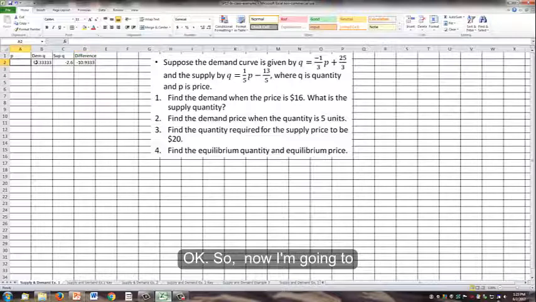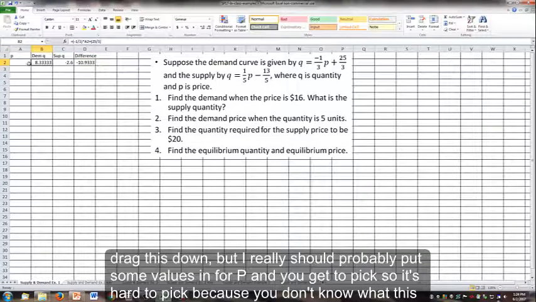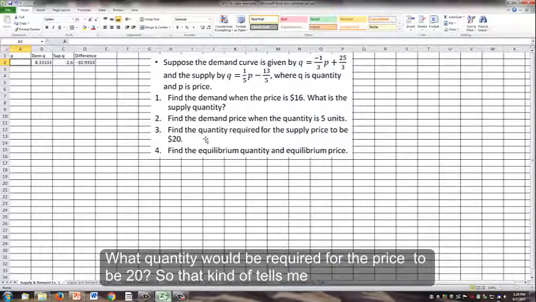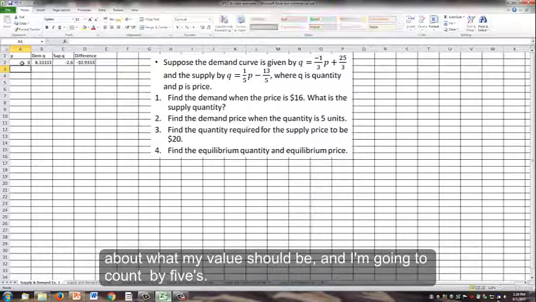Okay, so now I'm going to drag this down, but I really should probably put some values in for P, and you get to pick. So it's hard to pick because you don't know what this item is, but if you read the questions, it says find the demand when the price is 16. What quantity would be required for the supply price to be 20? So that kind of tells me about what my value should be, and I'm going to count by 5s.